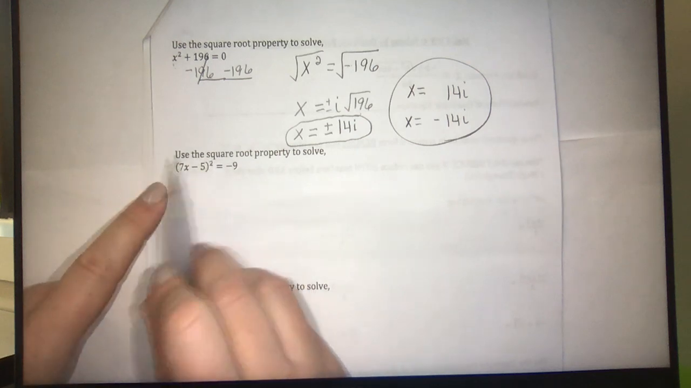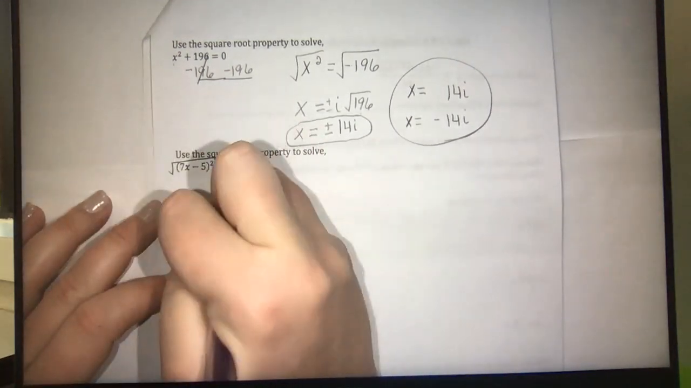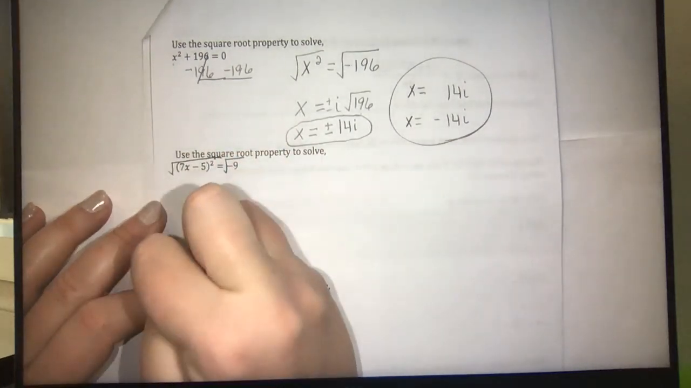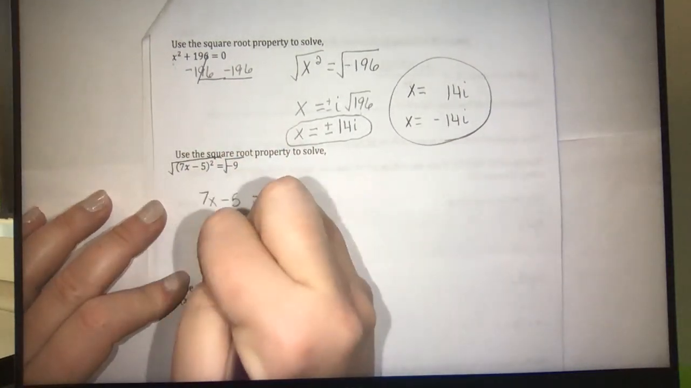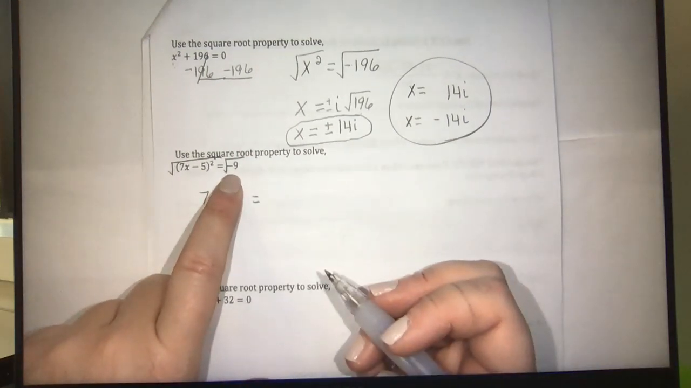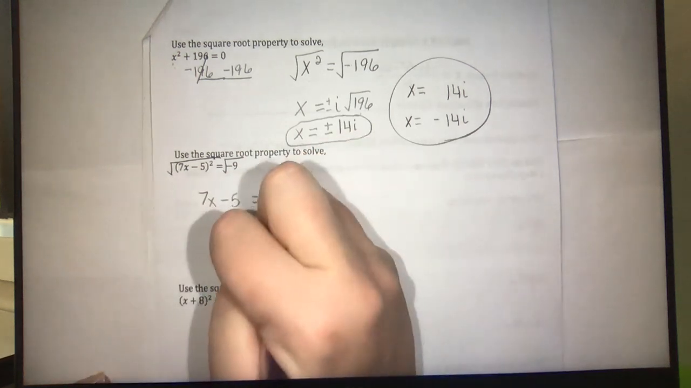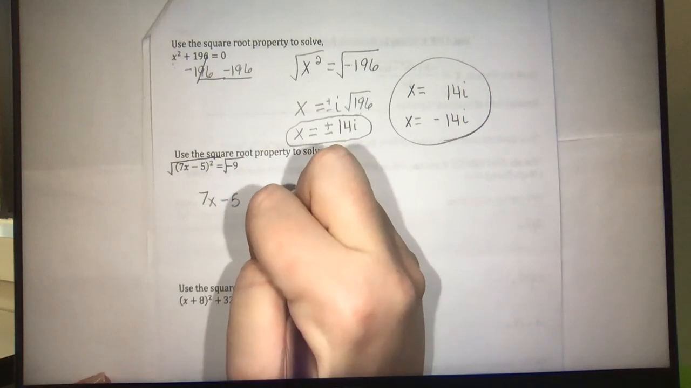Okay, this is my squared term on this side. This time it says square root property. He's isolated, he's all by himself. So I'm going to take the square root of both sides. I'm going to get a nice little 7x minus 5 on the left. All right, I'm going to take the square root of negative 9. What happens to the negative? He's an i. He comes out. So I'm going to have plus or minus i.